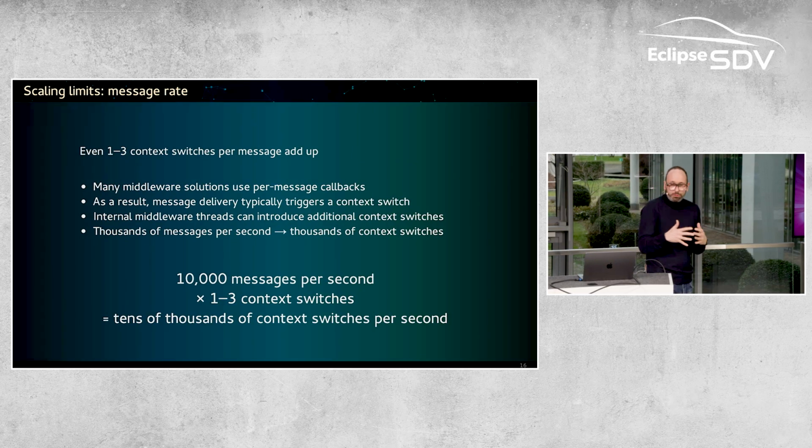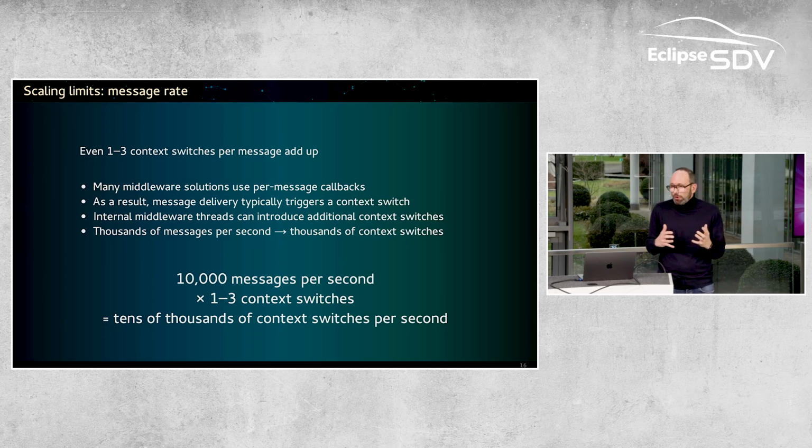So there are 2 dimensions where you could get scalability limitations. The first is the message rate. Many of these middleware solutions trigger a callback to process the message. So every time you receive a message, you will have a context switch and execute a callback. And then you often have additional threads inside your middleware that are also involved in this message passing, so you have additional context switches there.